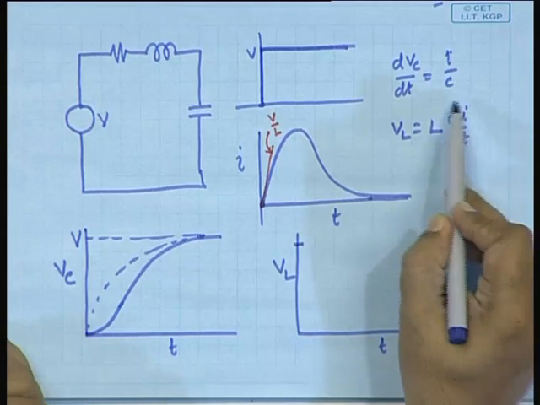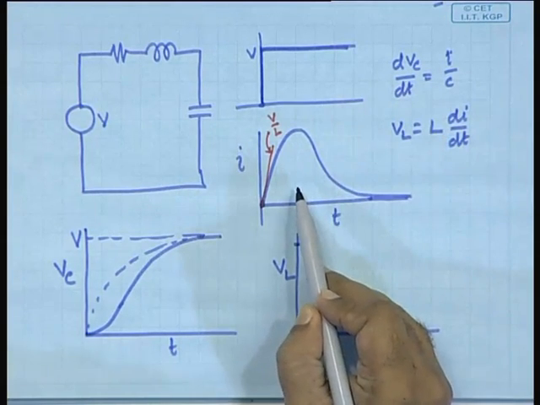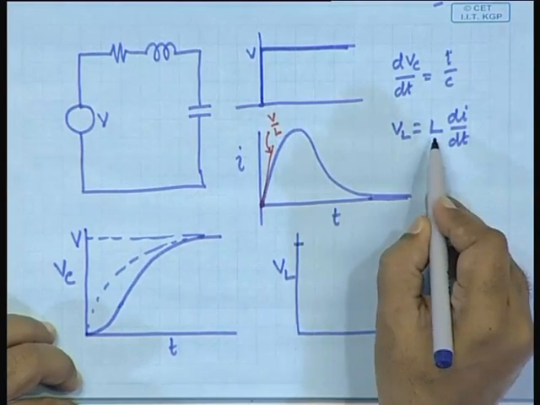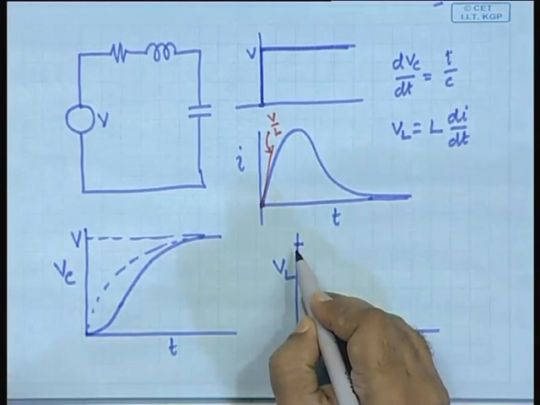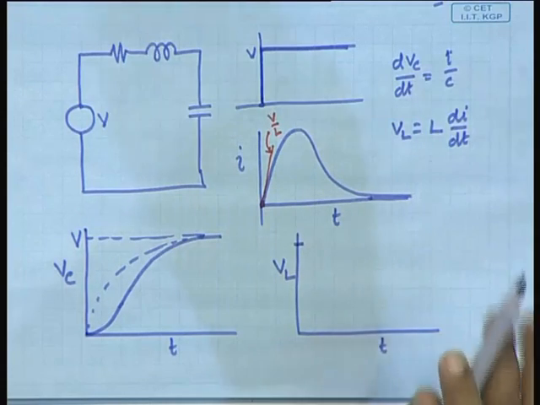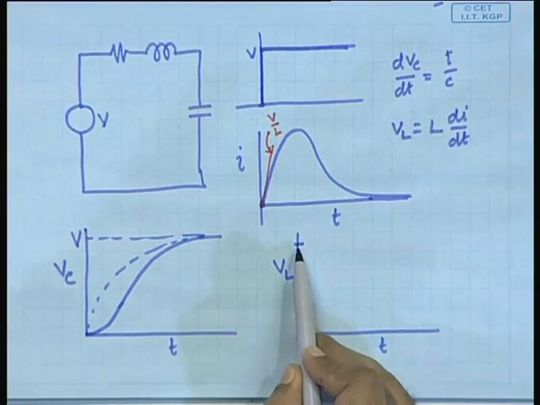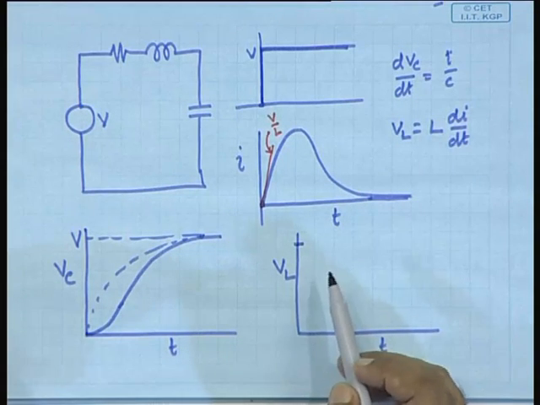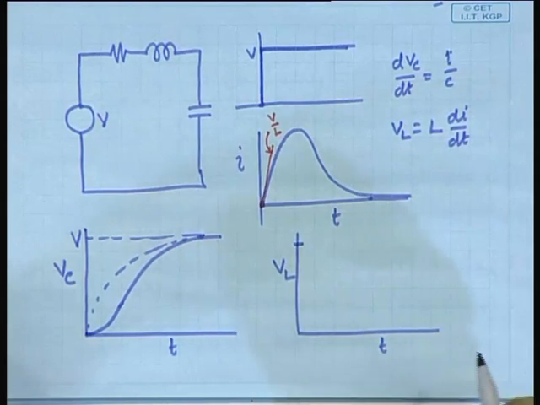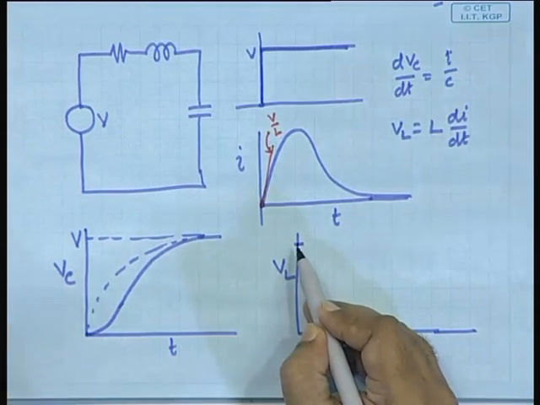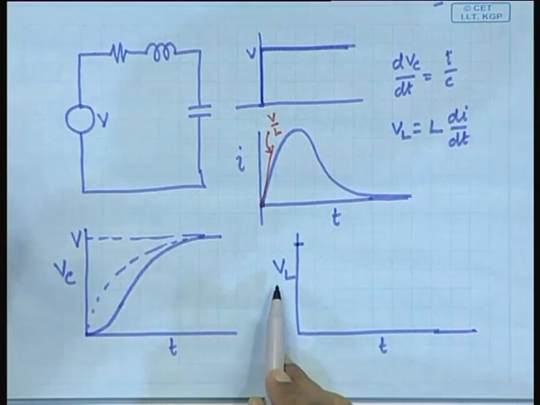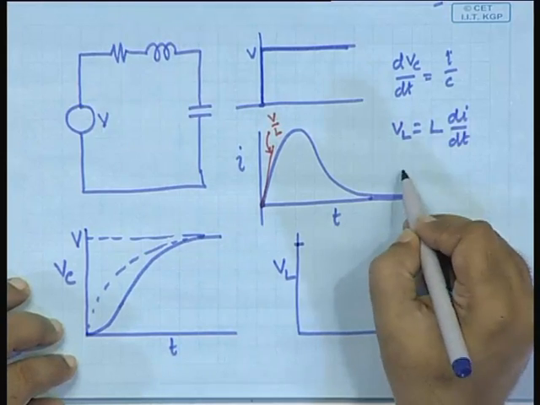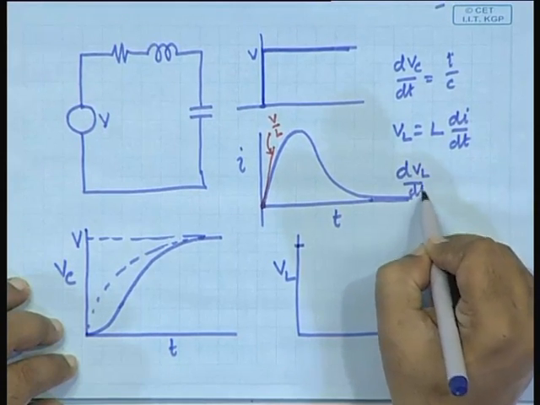The point is that it has to always follow the derivative of the current function. The current function's derivative initially starts with V by L, and times L it is V. So, it starts with the value V. But then what will be the slope? It ends at 0 at infinity. At this point, what will be the slope? Which requires dVL dt. So, we will be then interested in dVL dt. What is it?